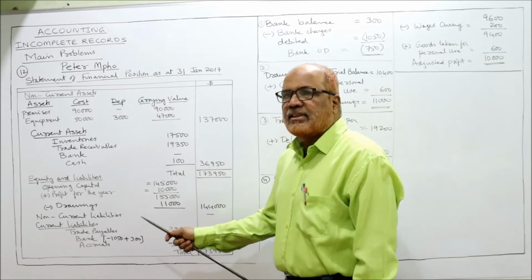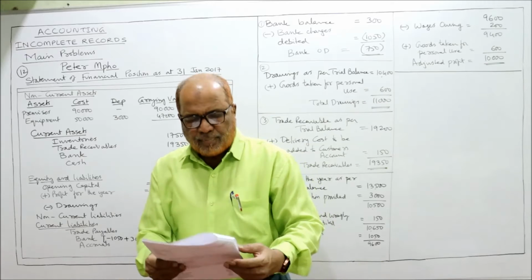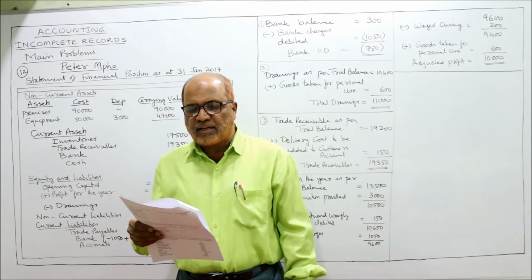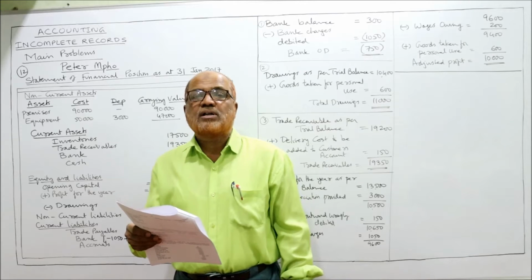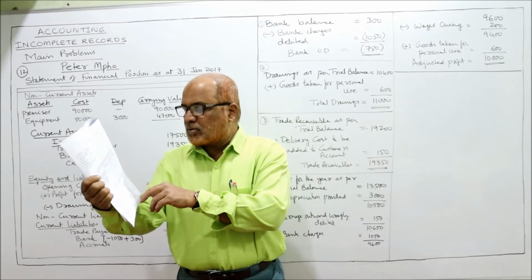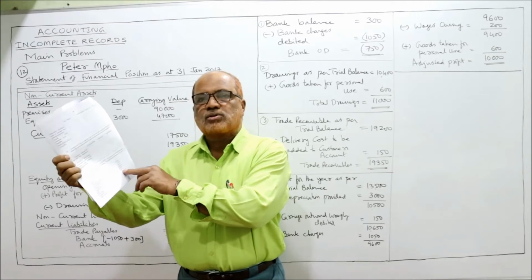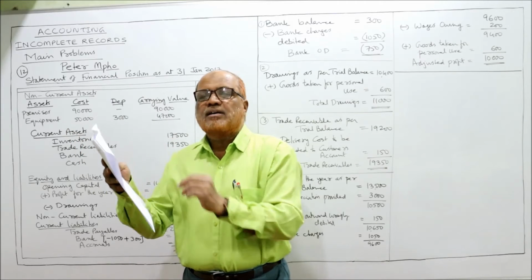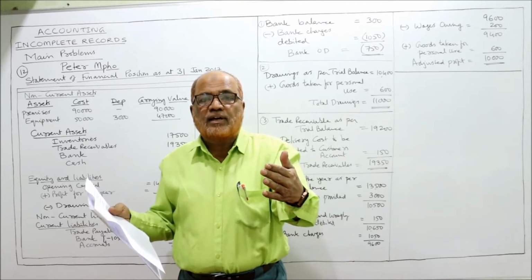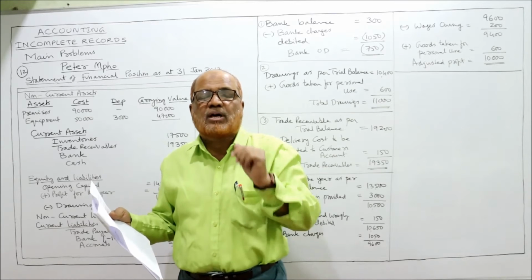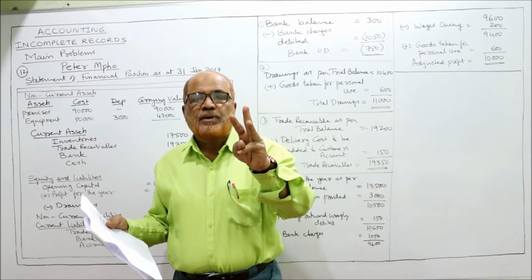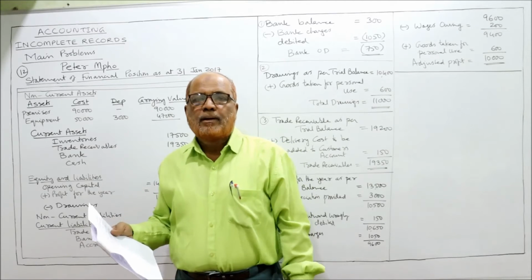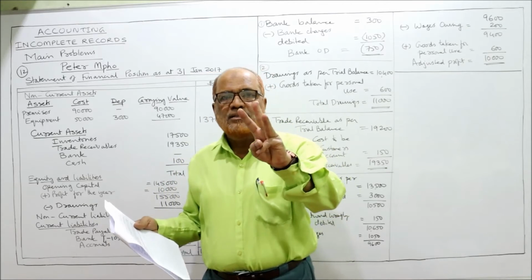Drawings are 11,000. Next one is equipment should have been revalued on 31st Jan 2017. The estimated value at that date was 47,000. Actually, equipment cost was 50,000. In the trial balance, equipment cost is $50,000. But in adjustment, it is saying it is revalued at the end of the year. Now its value is 47,000. That means 3,000 rupees equipment value has decreased. That is depreciation. So depreciation on equipment 3,000.